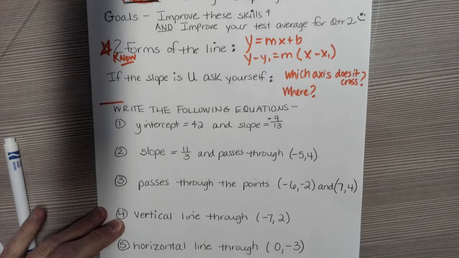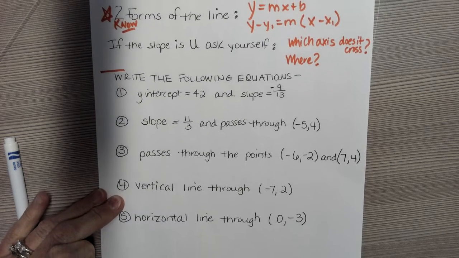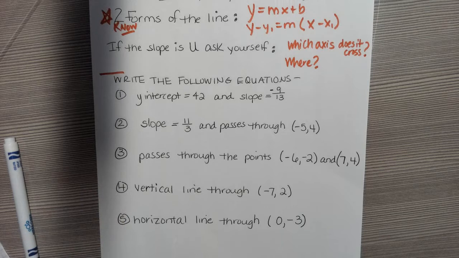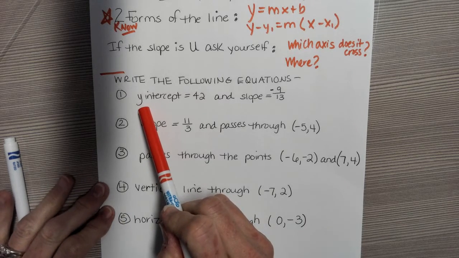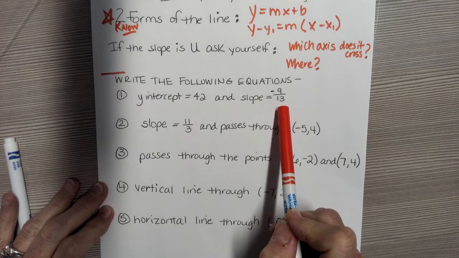We are going to do a couple of examples. I'll try to hit each type you're going to run into on your test. The first one says write the equation of a line that has a y-intercept of 42 and a slope of negative 9/13.